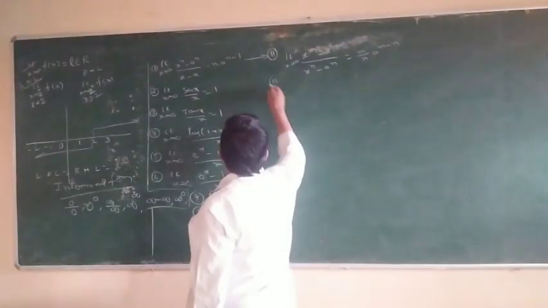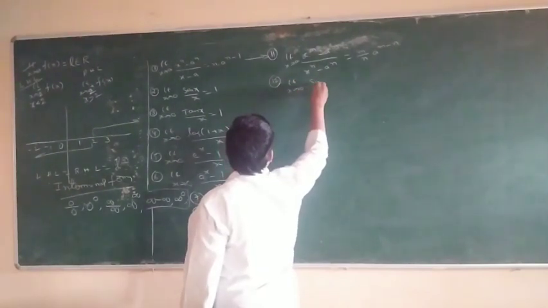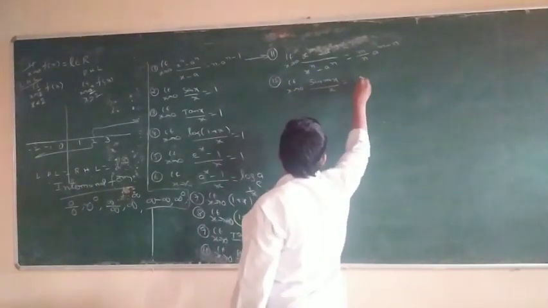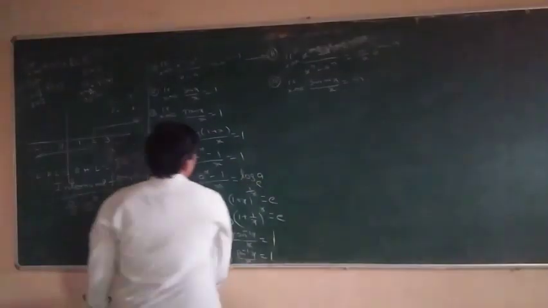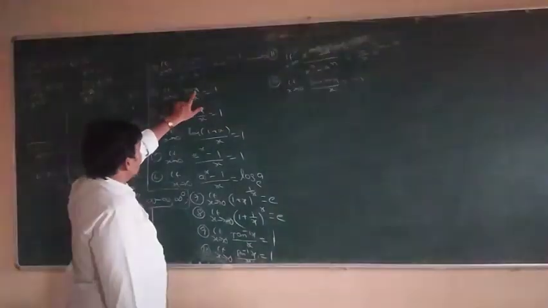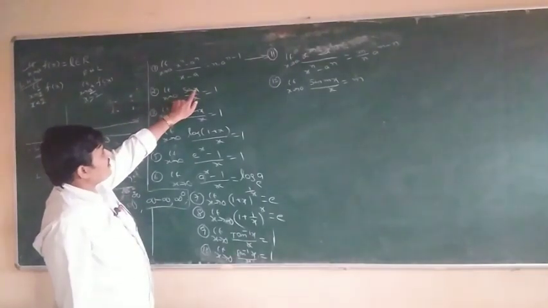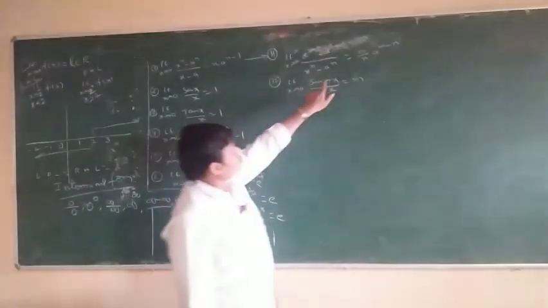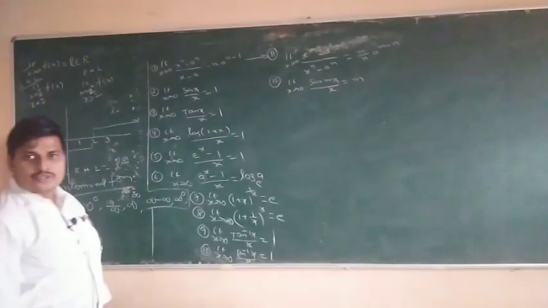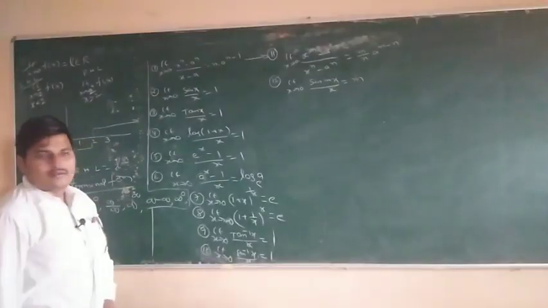12th problem, related to 2. Limit x tends to 0 of sin mx by x is equal to m. Sin 1 into x, this is sin x, answer is 1. Sin mx, answer is m. Sin 2x by x is 2, sin 10x by x is 10. Okay, clear? Next one.